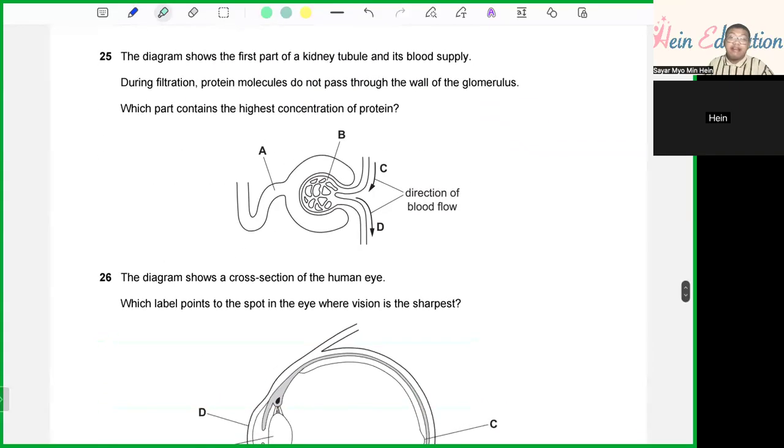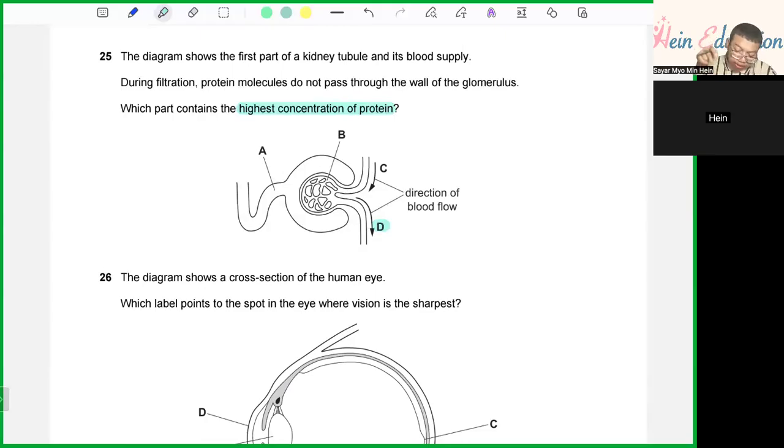For number 25, the diagram shows the first part of the kidney tubules and the blood supply. During filtration, protein molecules do not pass through the wall of the glomerulus. So which part contains the highest concentration of protein? They ask you the highest. So the correct answer would be D, right?